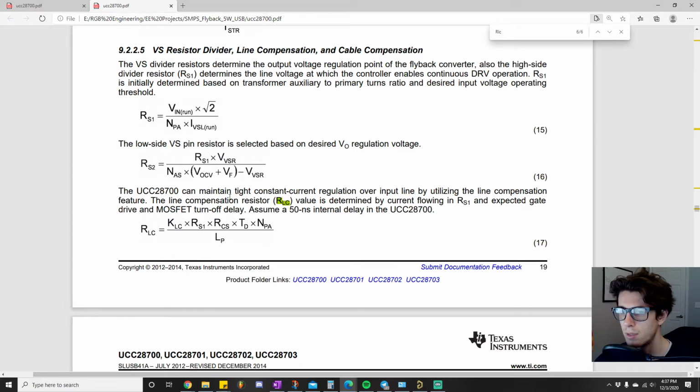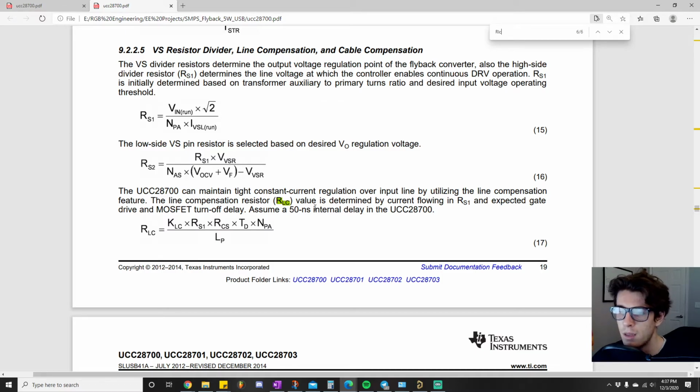The part can maintain constant current regulation by utilizing line compensation. So this sounds like it stands for line compensation, so resistor sub line compensation. It's really interesting to note though that this term should be defined in the glossary, and I don't know why it isn't. So just know that even engineers at TI make mistakes. Just get used to that. I'll say it a lot, especially when you're reading through data sheets. It annoys me a lot when they miss little details like this.